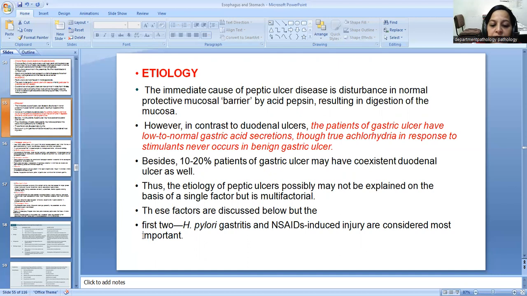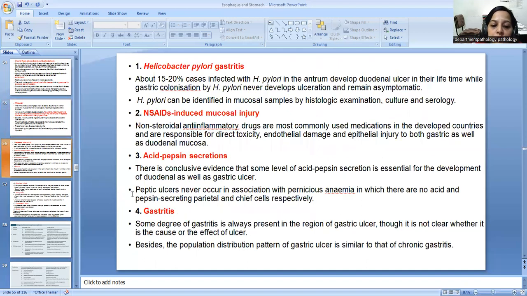multifactorial actually. These factors are discussed as: first is H. pylori gastritis, and NSAID-induced injury, which are considered most important. So we will see all the etiological factors one by one. H. pylori gastritis: about 15 to 20% of cases infected with H. pylori develop duodenal ulcer in their lifetime, while gastric colonization by H. pylori may never develop ulceration and remain asymptomatic. H. pylori can be identified in mucosal samples by histologic examination, culture, and serology.